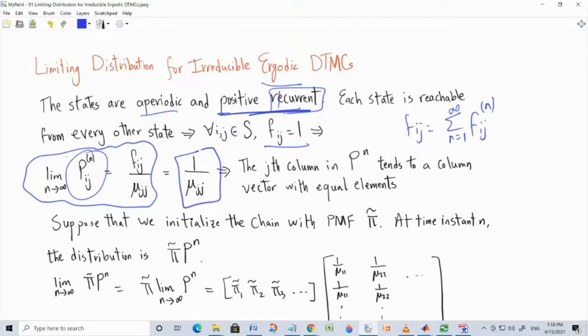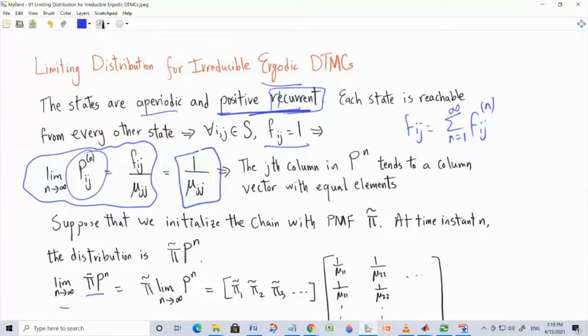Now suppose that you start your chain again. It's the irreducible ergodic chain with any arbitrary distribution over the states. So according to some PMF, you initialize your chain. And we know that, unless you initialize with the stationary or invariant distribution, the discrete time Markov chain will not be a stationary random process. But let's examine what will happen if our chain is irreducible and ergodic, and time is after a very large number of steps, specifically what happens to the state distribution as n goes to infinity.